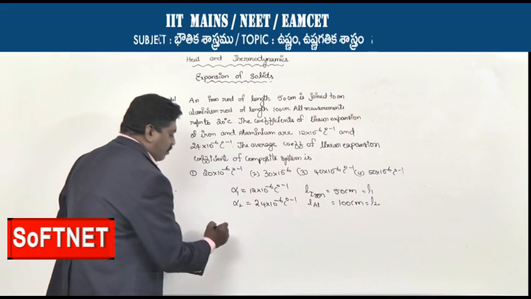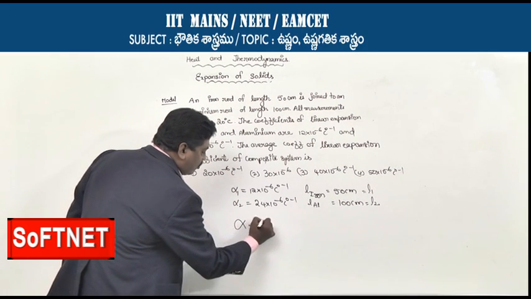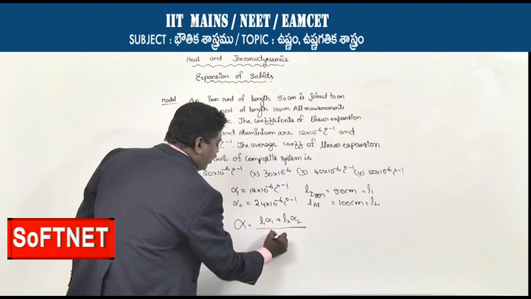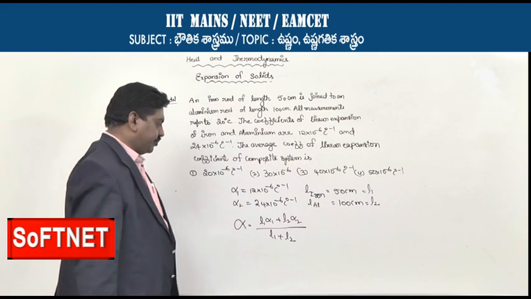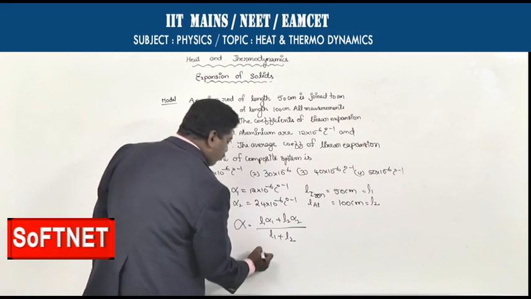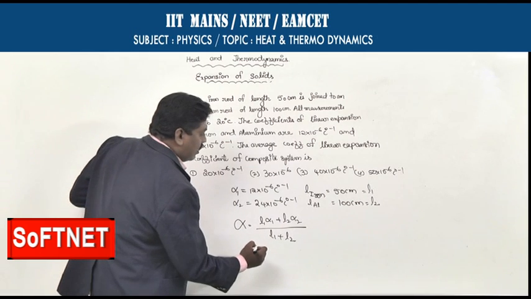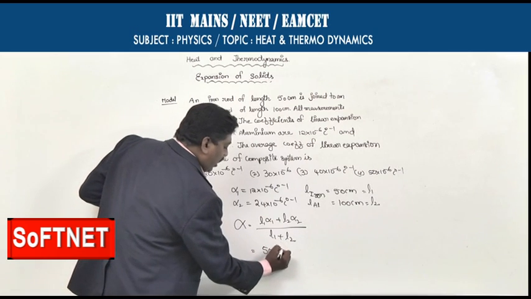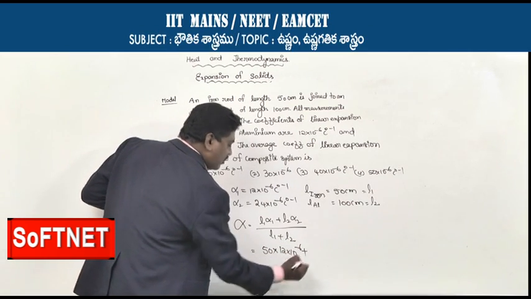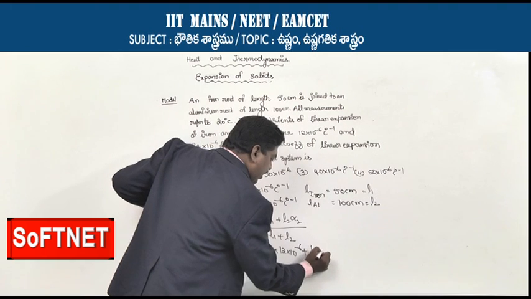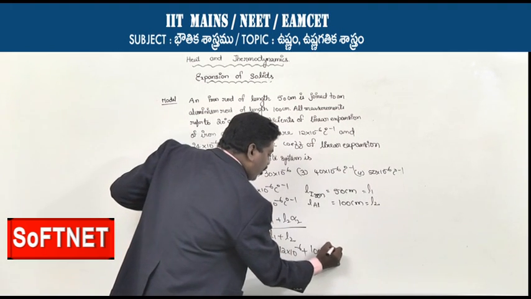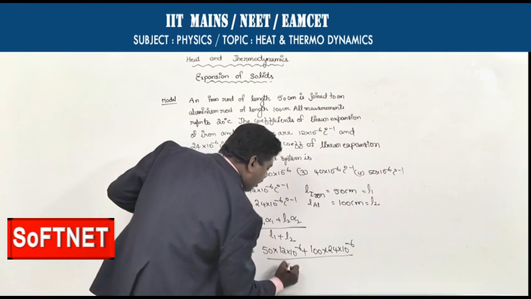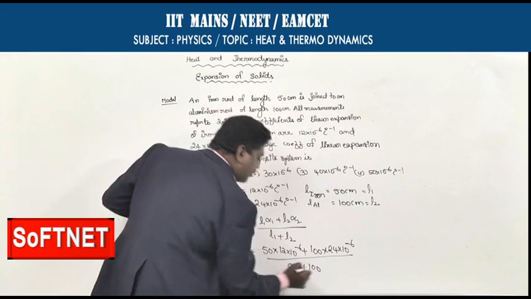According to the previous formula, we are having alpha equals (L1 alpha 1 plus L2 alpha 2) by (L1 plus L2). From this what we have got is 50 into 12 into 10 to the power of minus 6 plus 100 into 24 into 10 to the power of minus 6, divided by 50 plus 100.